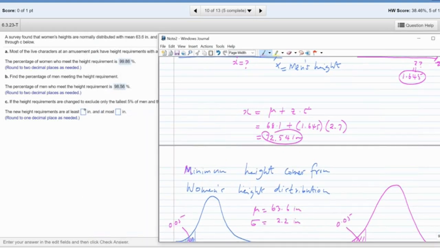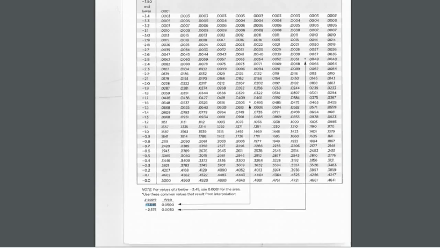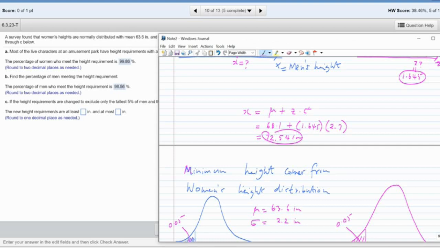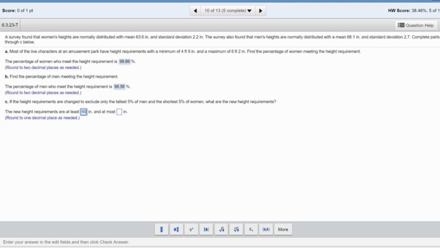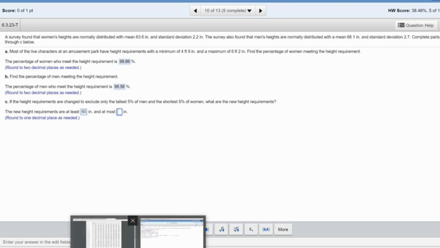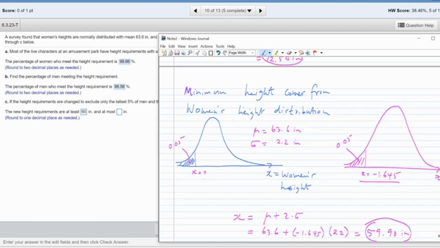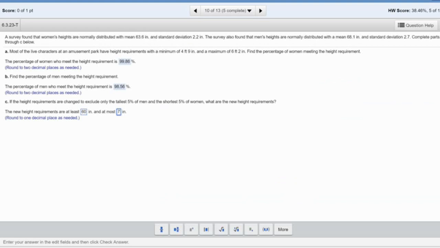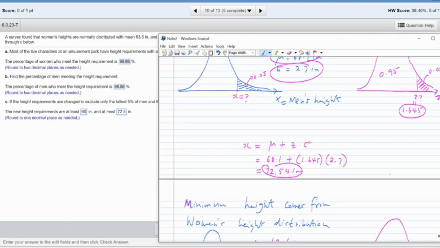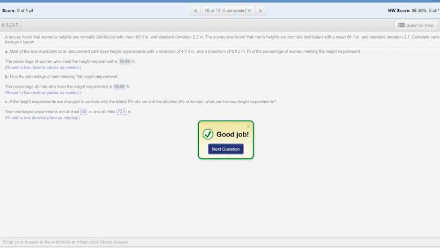Start with the least one, which we just found out is 59.98, or one decimal place, so maybe 60 inches. So 60. And the maximum height requirement is 72.5. Let's double check that. Yeah, should work. Okay, great.